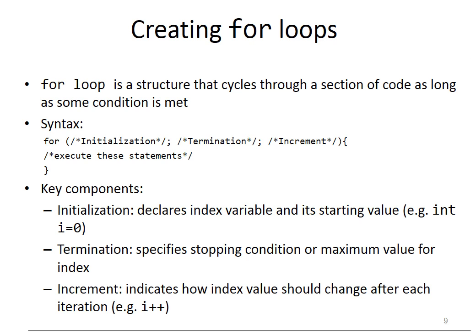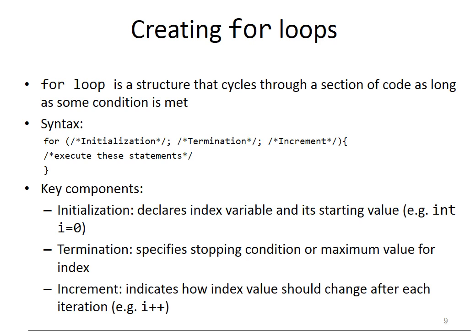You can see the standard syntax of a for loop here. It has 3 key components: initialization, termination, and increment. The initialization declares an index variable for the for loop and sets its starting value. Commonly, this will be integer i set to 0.